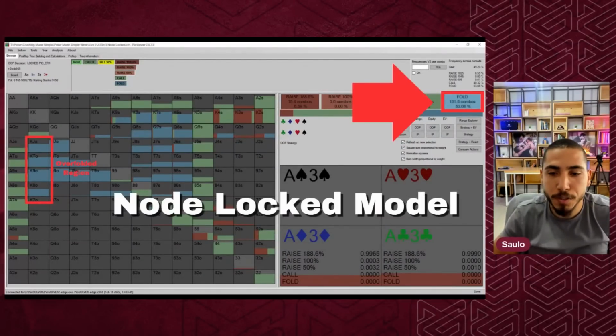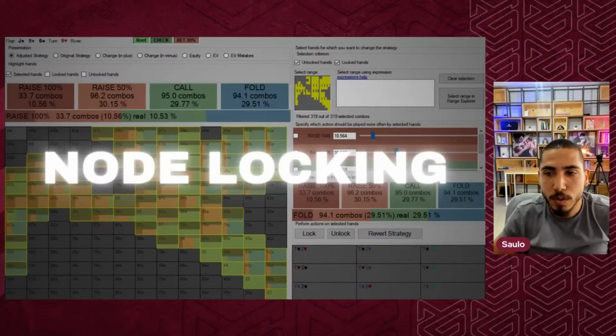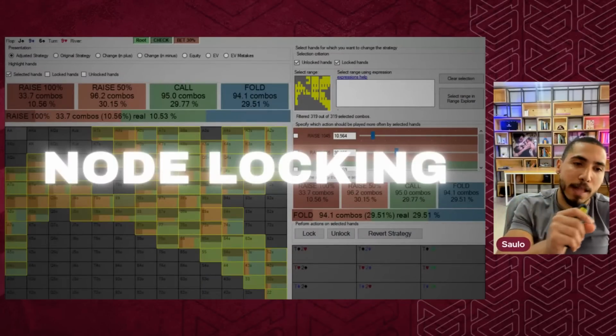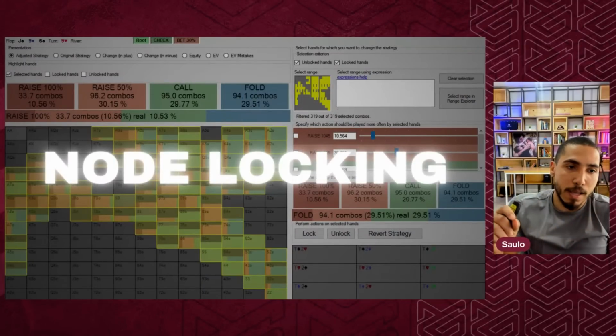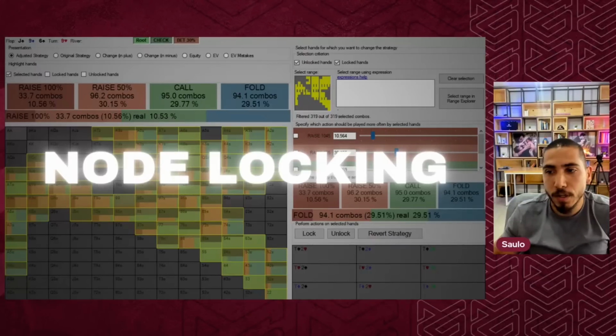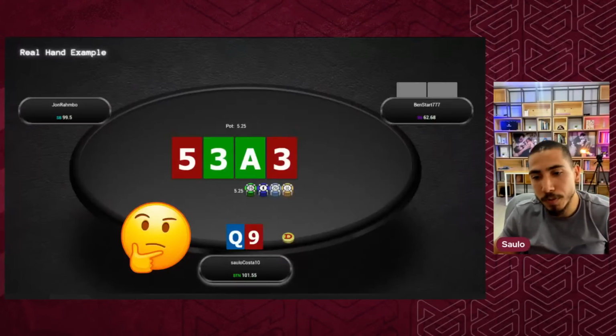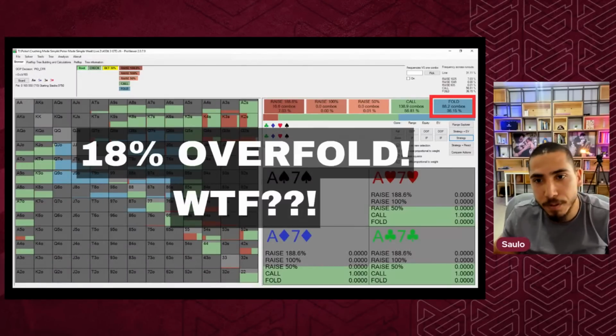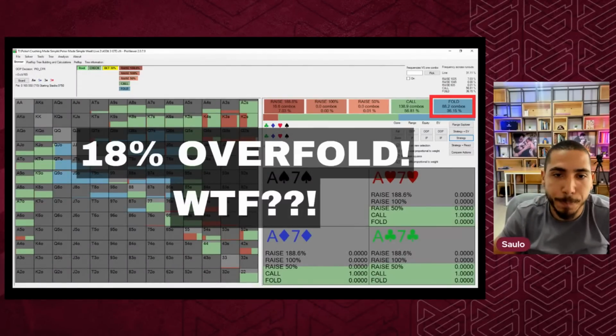And the node lock function is very cool because you can just use a slider to increase the frequencies. And the algorithm automatically alters the strategy for the lowest EV hands. So if you increase the folding frequency, it'll automatically start folding more of the lowest EV hands that were supposed to be called at some frequency. So that way you're not making any huge assumptions that, oh, people are gonna fold a 5 here. No, you're just adjusting the frequencies in the bottom of the range.